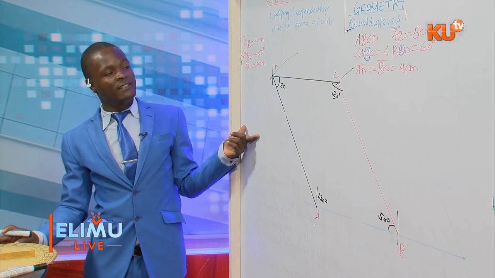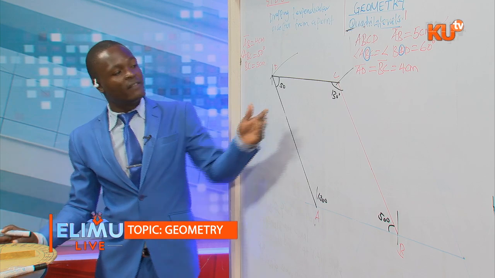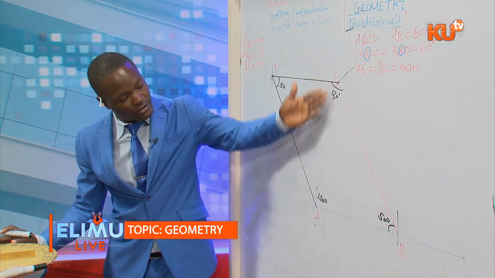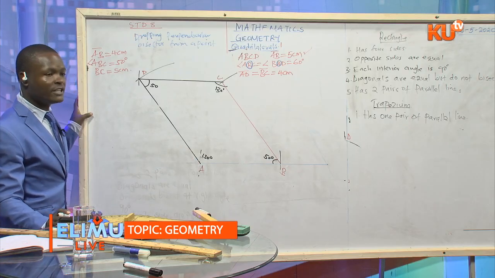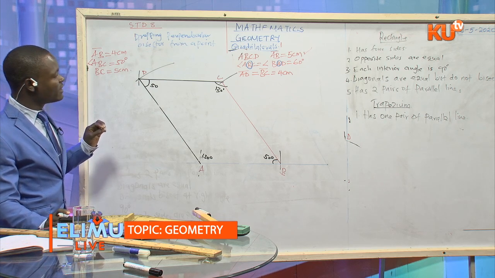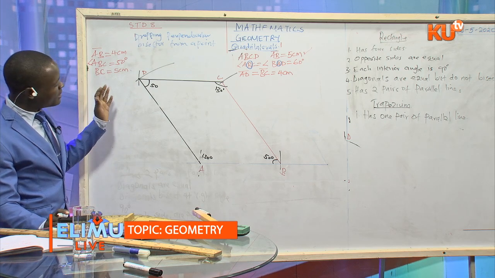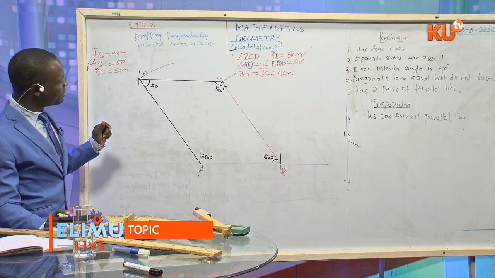If you are told to find the length of half the shorter diagonal, then again, you will have to measure this and then you divide by 2. So you need to be very careful so that you can be able to understand the examiner's question. Sometimes learners fail because of rushing. It is important you understand the question so that you can be able to get the correct answer.